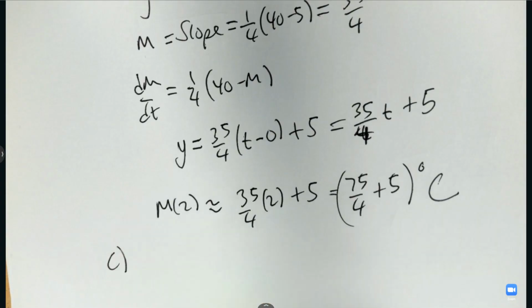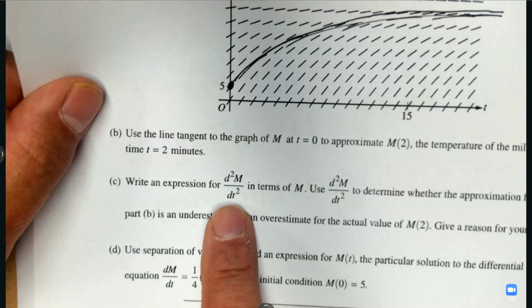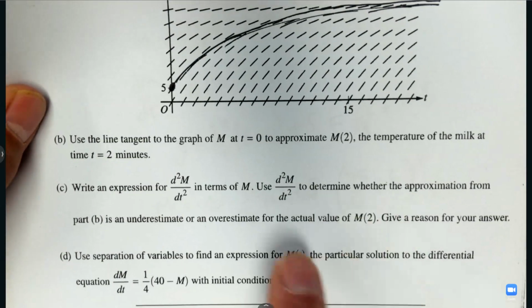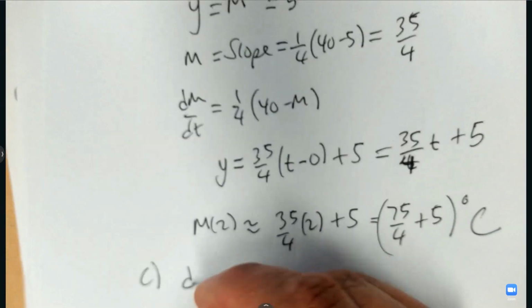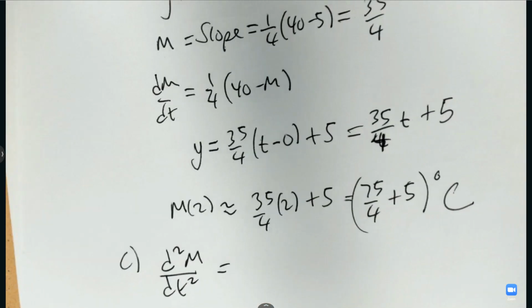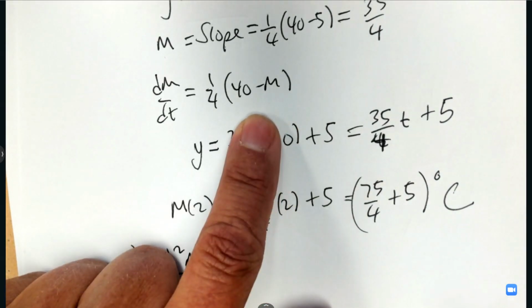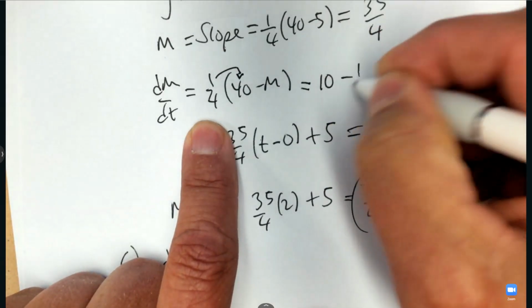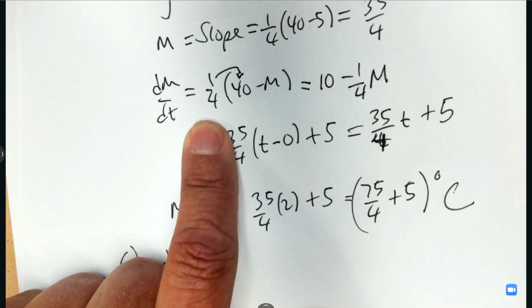Part C. In part C, it says write an expression for the second derivative in terms of m and determine whether the approximation is an underestimate or overestimate. So first of all, the second derivative. So we're going to write down what we're doing. And then to find the second derivative, we take the derivative of this. To make this simple, I'm going to distribute. So 1/4 times 40 is 40 divided by 4, which is 10. And then 1/4 times negative m, we're distributing as this.